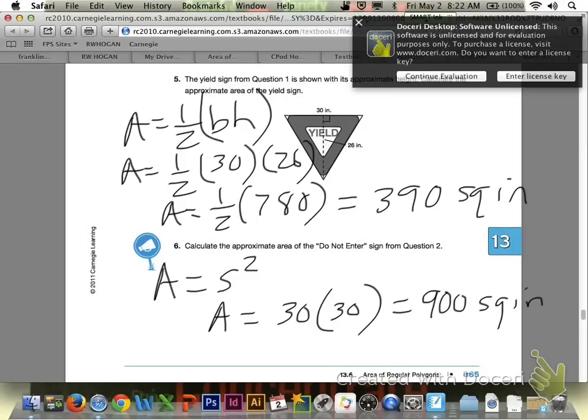If you take a look at number 5, the area of the yield sign would be approximately 390 square inches. Remember, the formula for the area of a triangle is 1/2 base times height. For number 6, the formula to find the area of a square is s times s, or s squared. Each of the side lengths are 30 inches. 30 times 30 gives you 900 square inches for the approximate area of the do not enter sign.